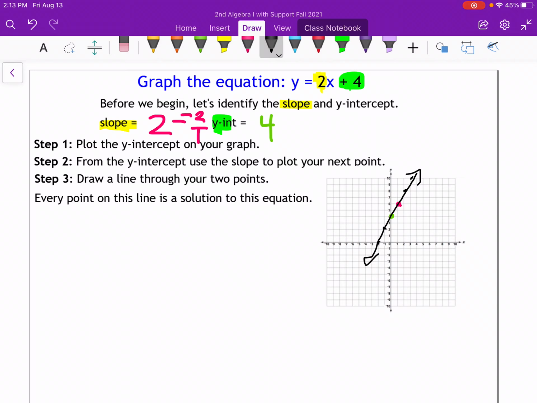I would make sure that I understood that and memorized that. So for a horizontal line, your slope is 0. Not undefined. I think some people think it's undefined, but it's not. It's 0.